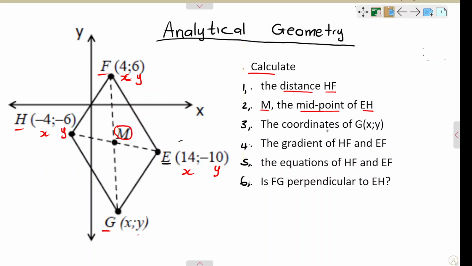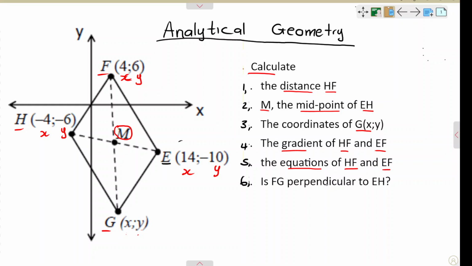Then number 3, let's calculate the coordinates of G, this x and y, which is unknown. Then number 4, let's calculate the gradient of HF and EF. Then number 5, let's calculate the equation of HF and the equation of EF. Then number 6, let's prove if EG is perpendicular to EH. So there are 6 questions.